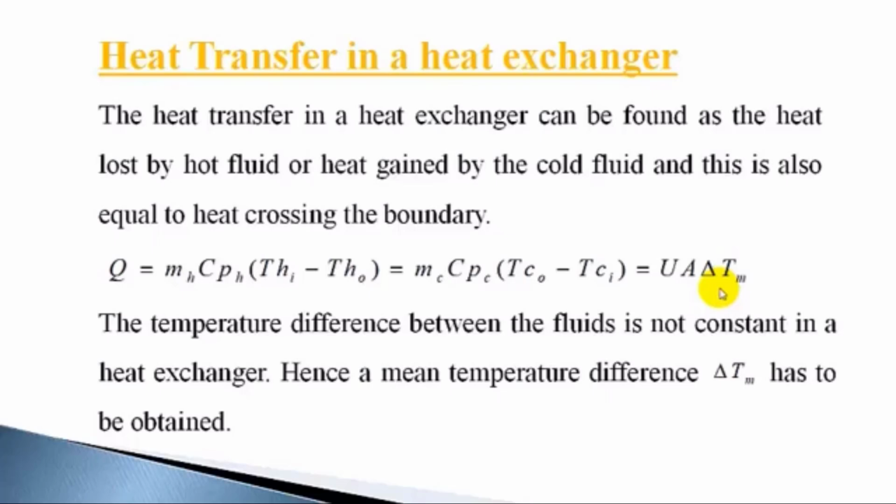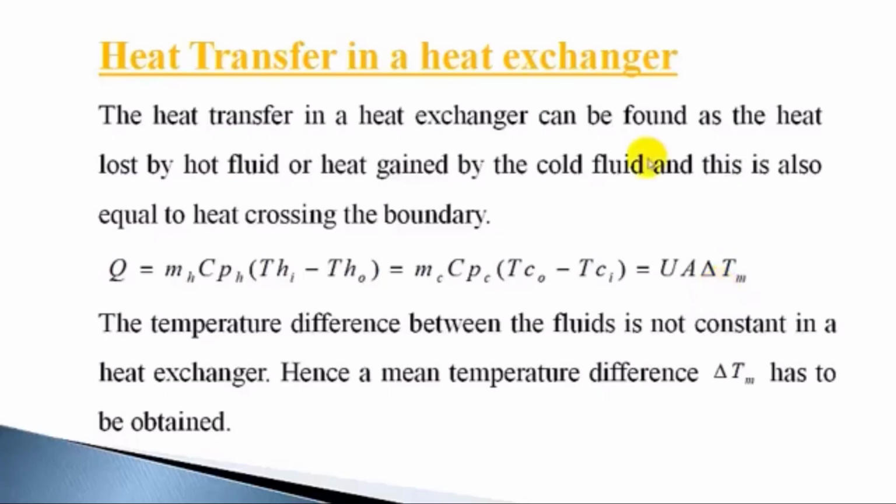So this temperature difference along the length of the heat exchanger is not constant. The temperature difference is continuously changing along the length of the heat exchanger. So we need to find out a mean temperature difference or average temperature difference. Just a mere average will not work here, since the temperature variation is not linear. So if you get the mean temperature difference for the heat exchanger, you can find out the heat transfer as UA into delta Tm. So this also will give the heat transfer through the heat exchanger.